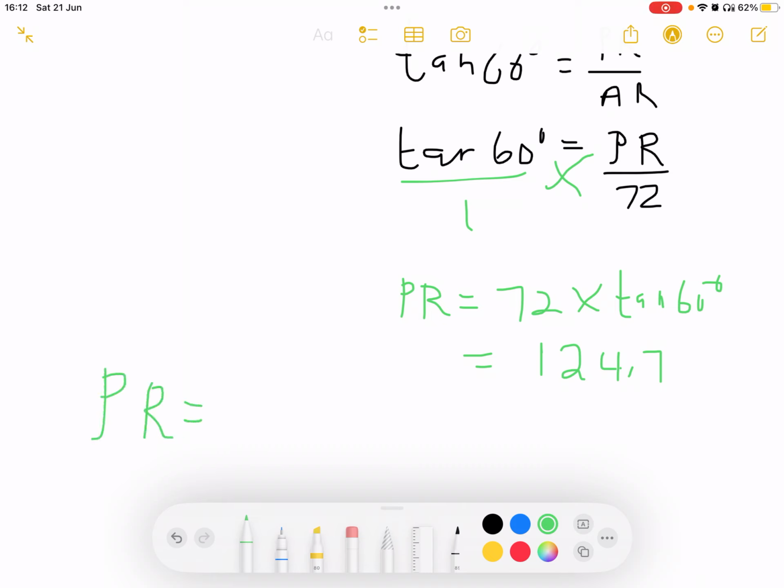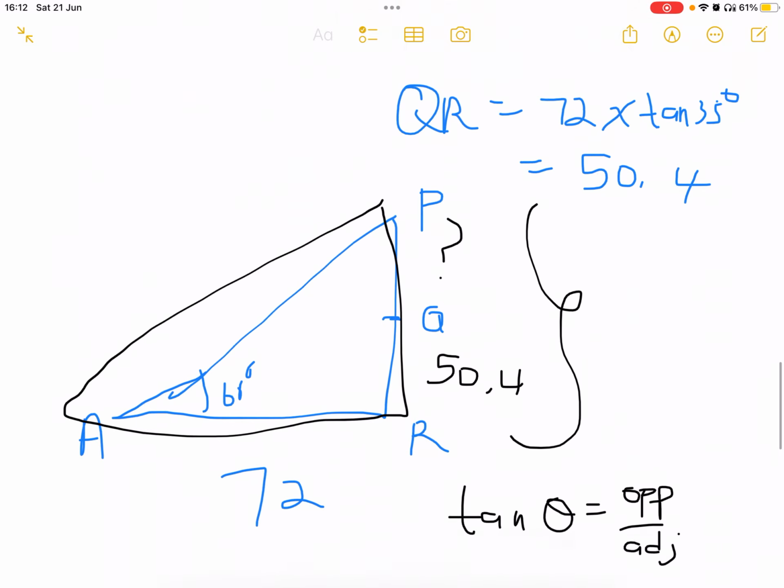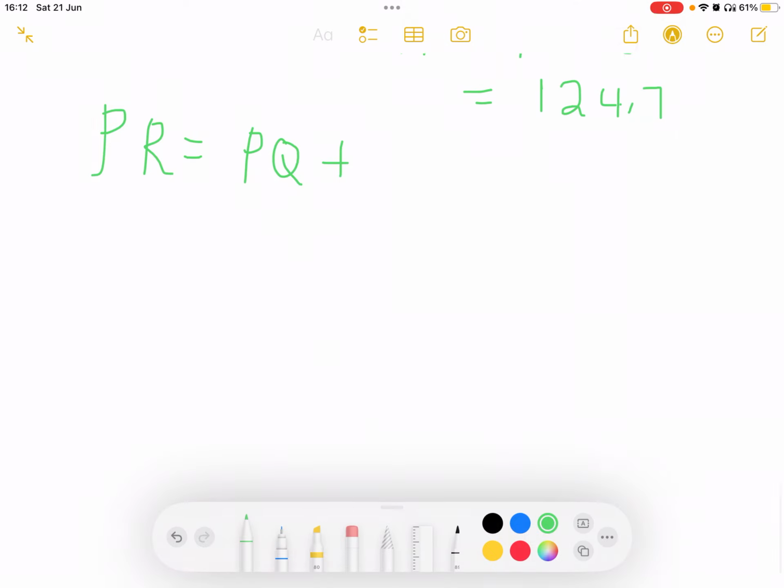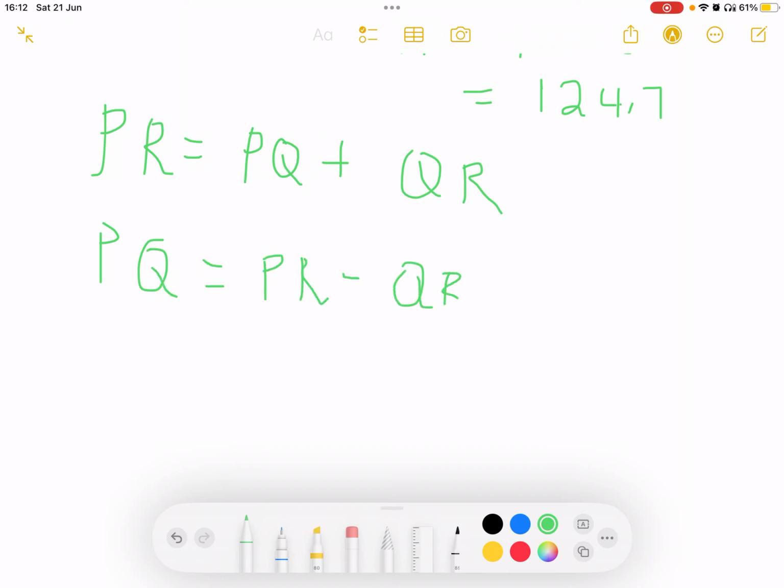Now, PR is equal to PQ plus, is it PQ? Yes, it's PQ plus QR. And in this one, we're looking for PQ. So this means PQ is PR minus QR. Therefore, you have 124.7 minus 50.4, which you first calculated, and you get something like 74.3. And that's it.